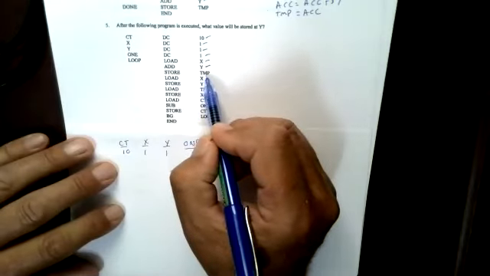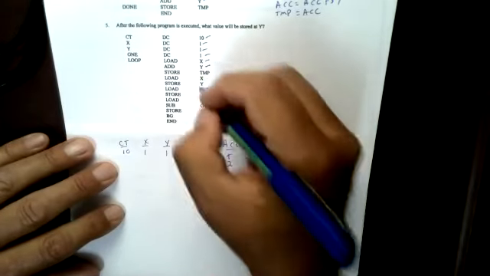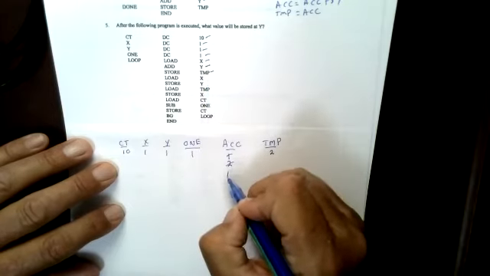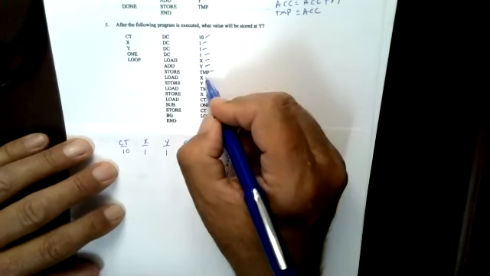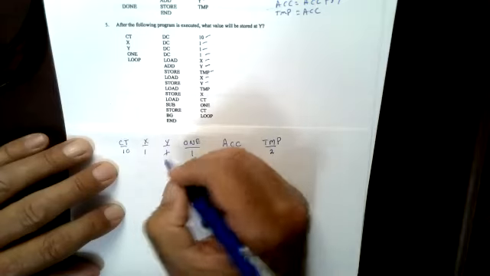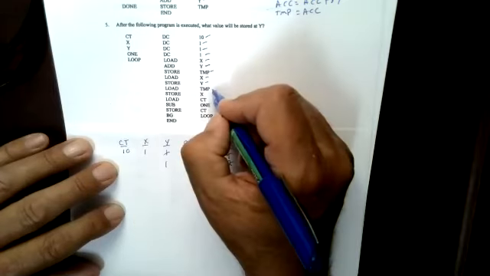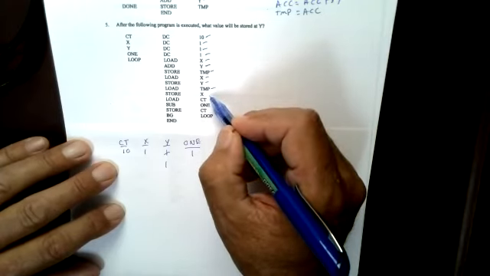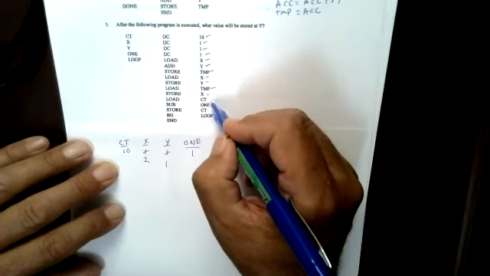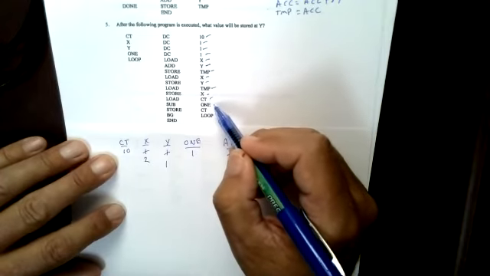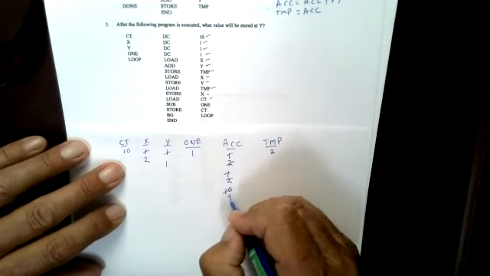So I'm going to store in temp. So my accumulator is 2. I just stored it in temp. I'm going to load X, which is 1. I'm going to store in Y, so that 1 becomes a 1. I'm going to load temp, which is 2. I'm going to store in X, so this now is a 2. I'm going to load CT, which is 10. I'm going to subtract 1, which makes this a 9.